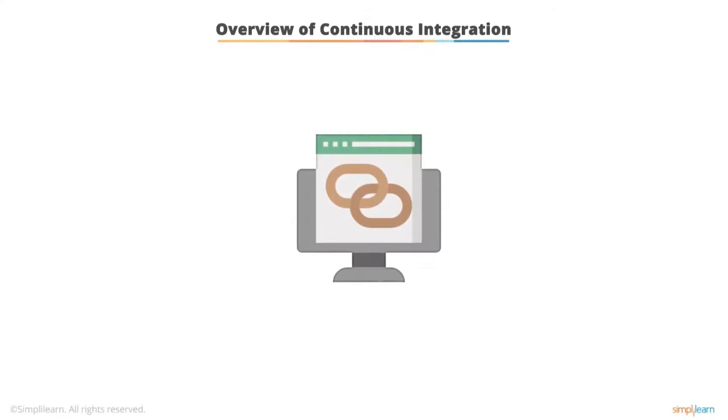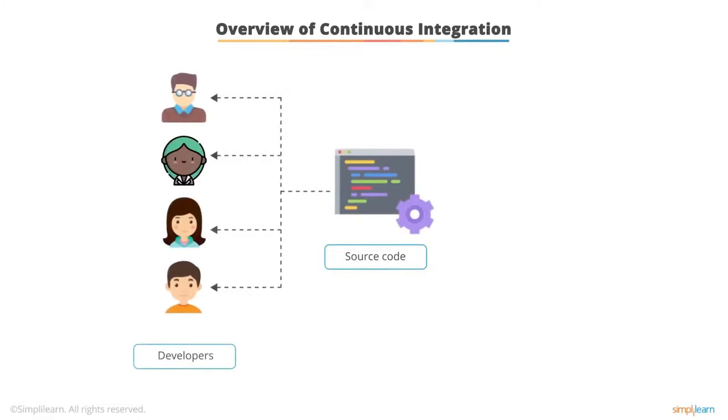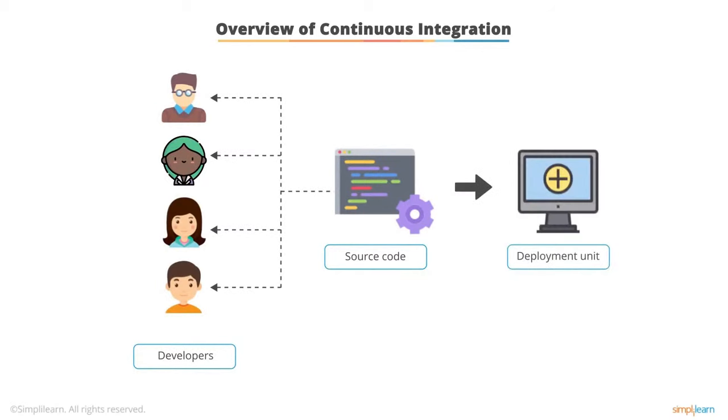Overview of continuous integration. Continuous integration is a development practice of combining code from a number of different developers into a common code base intended for deployment. Each integration event is verified by automated build and automated tests. There are many aspects to a continuous integration, also known as CI, process.